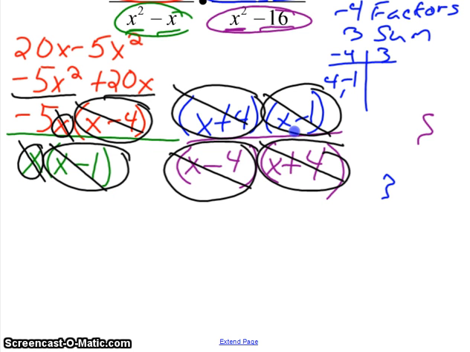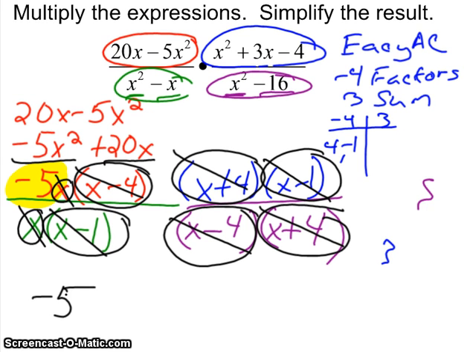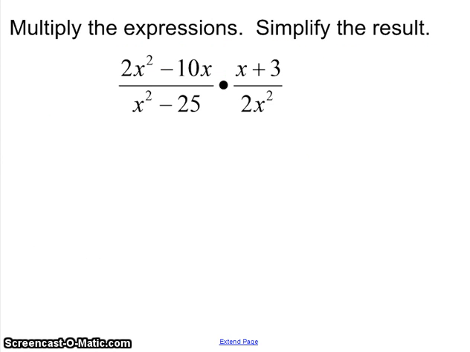The only thing that I'm left with in all of what I've just done is a negative 5. Everything else has canceled. My final simplified version of these two rational expressions multiplied together is only negative 5. Negative 5 is the answer. They don't always cancel out so much. Sometimes you're left with more.